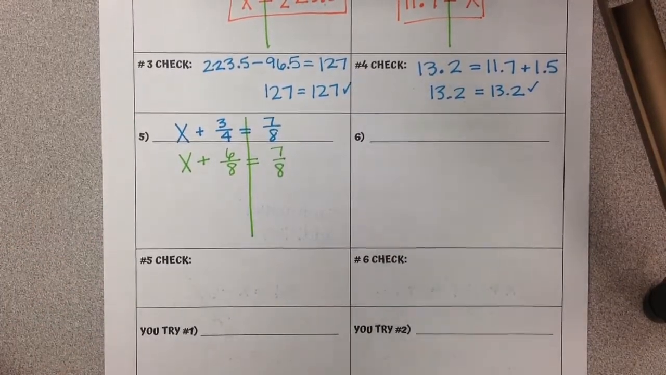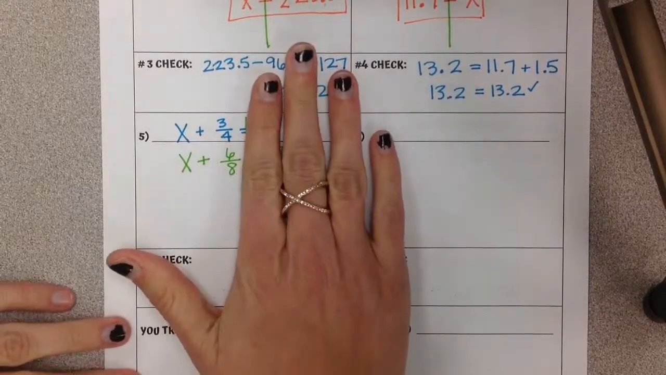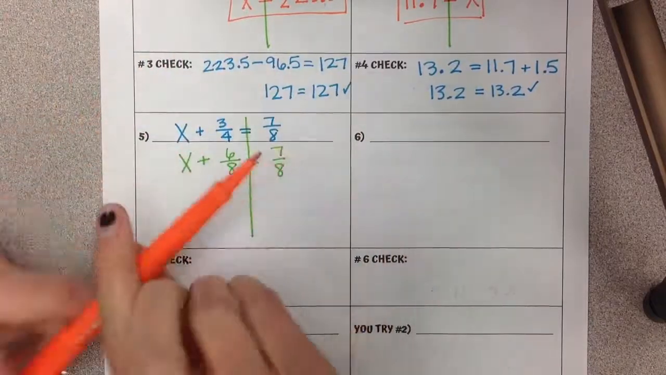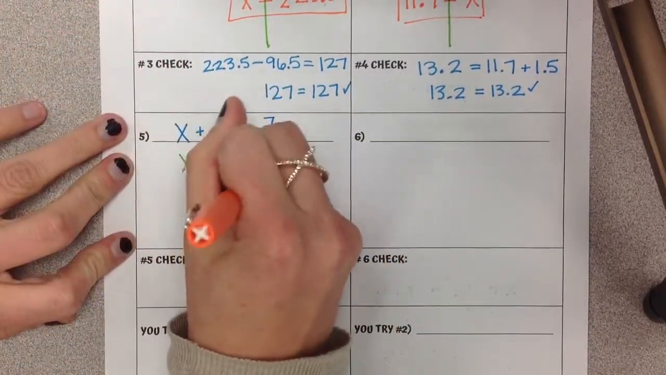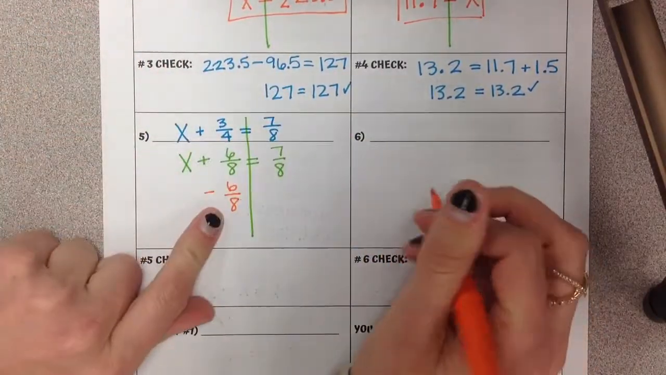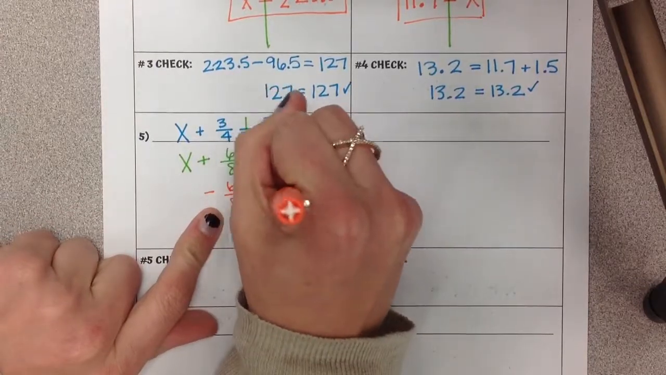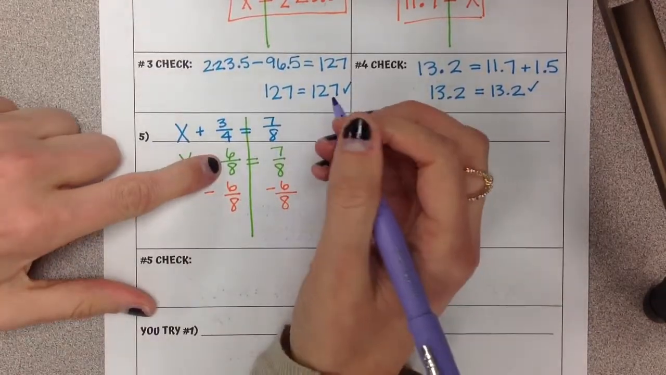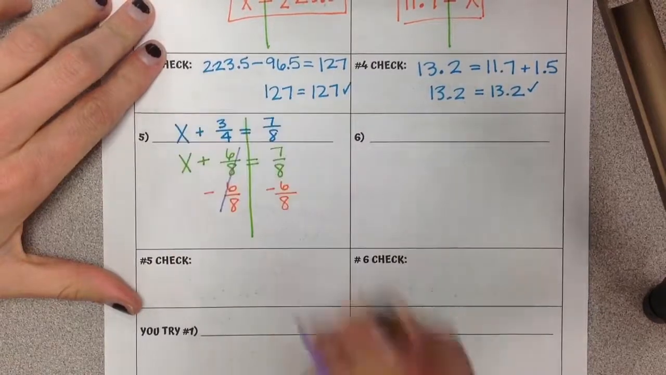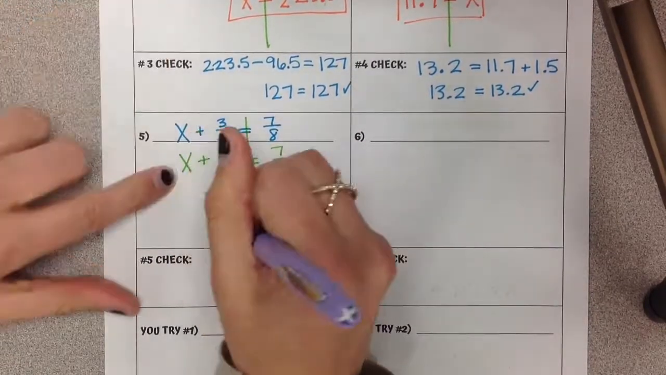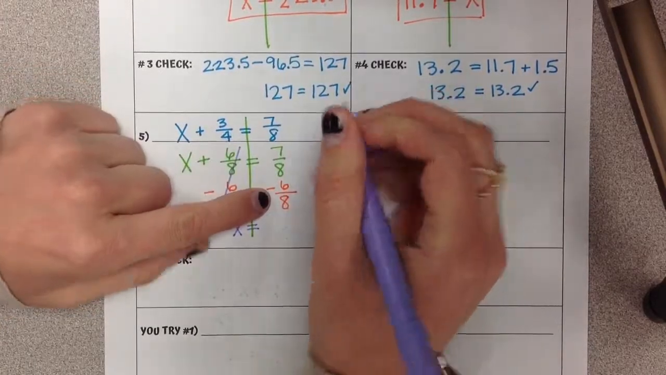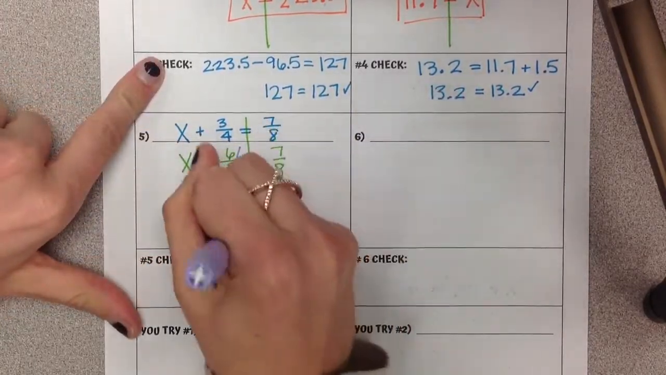Now I'm going to actually solve. So I'm going to look at the side with the variable. In this case, it's the left side. We are adding 6/8, so the opposite is going to be to subtract 6/8. Well, if I subtract on the left, I need to subtract on the right. And then we need to rewrite it. So if I have 6/8 and I take away 6/8, that cancels out. I am left with just x on the left side. And then on the right side, 7/8 minus 6/8 is just 1/8.